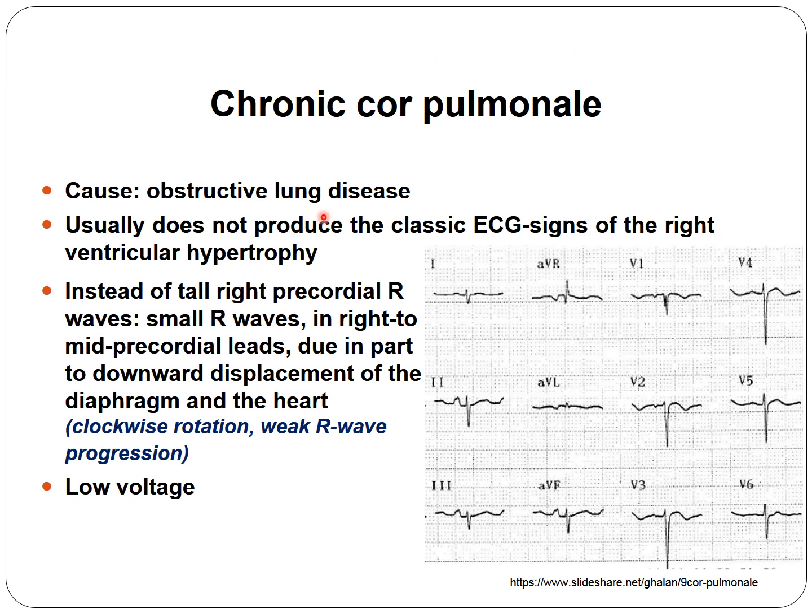Chronic cor pulmonale, mostly due to obstructive lung disease, is a chronic situation. It usually doesn't produce the classic ECG sign of right ventricular hypertrophy. Instead of the tall precordial R waves, we see small R waves in the right to mid-precordial leads, due in part to downward displacement of the diaphragm and the heart, clockwise rotation, and weak R wave progression, as you see here.